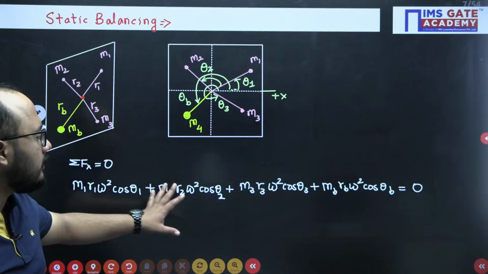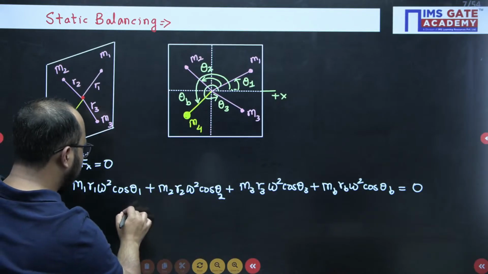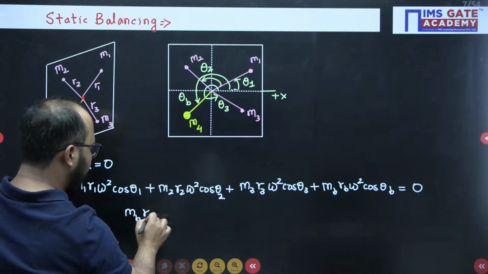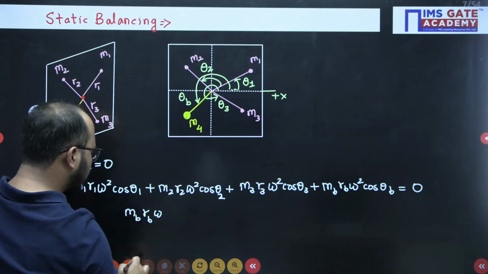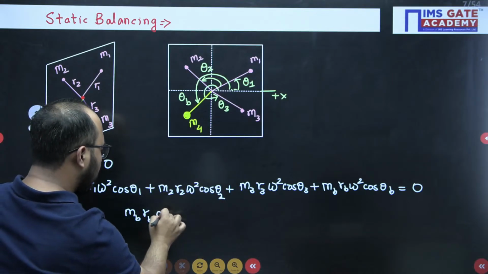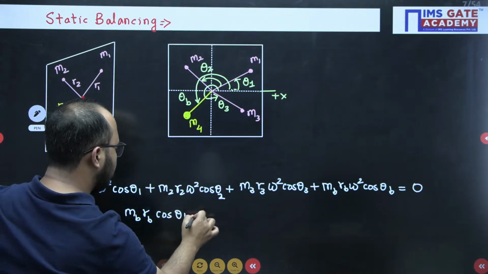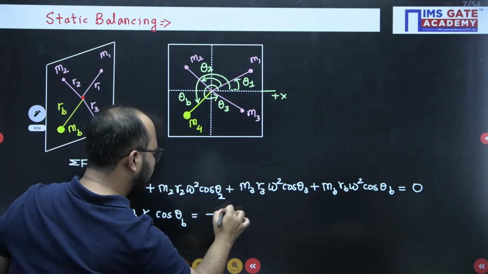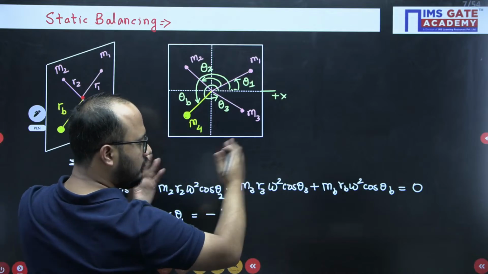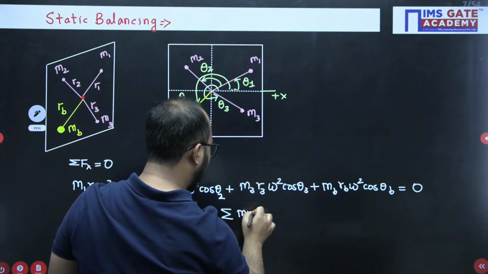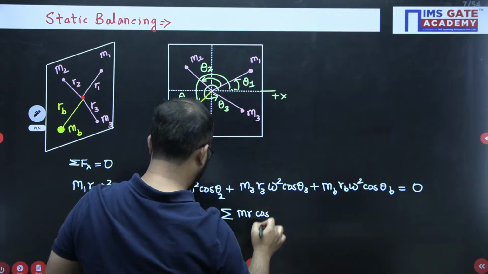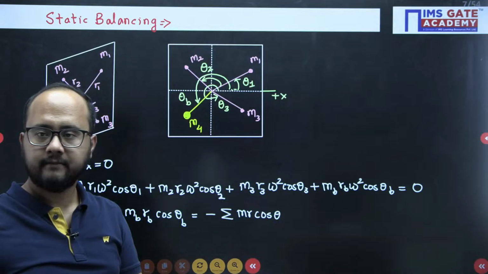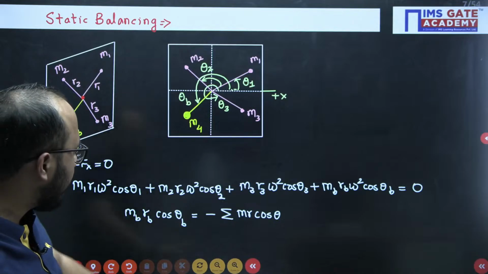Now in a simplified form, how will I write it? Because I want this MB RB, I will take it to one side, and omega square will get cancelled out, so no need to write. It becomes MB RB cos theta B equals minus, the sign comes because all of these terms go to the right side, so minus summation mr cos theta. Clear? Right. So like this we will be having the equation.